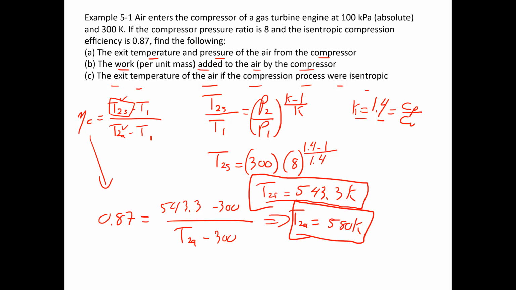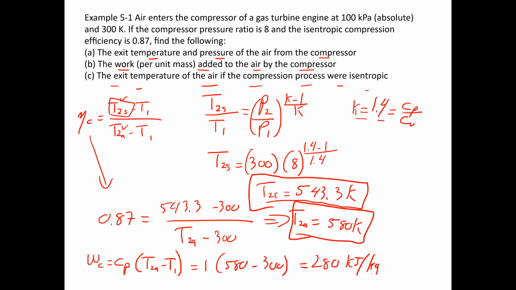Lastly, the problem is asking you to compute the compressor work. So the actual compressor work, per unit mass, would just be delta H, or Cp delta T actual. If you plug that in, Cp for air is about 1 kilojoule per kilogram Kelvin, multiplied by the temperature difference, which gives us a compressor work per unit mass of 280 kilojoules per kilogram.